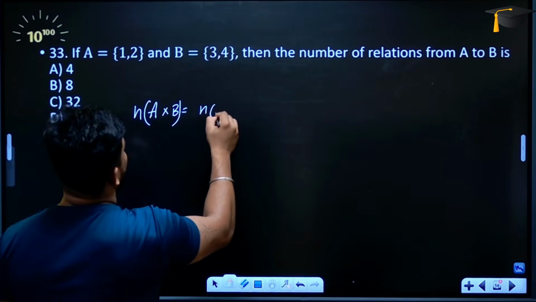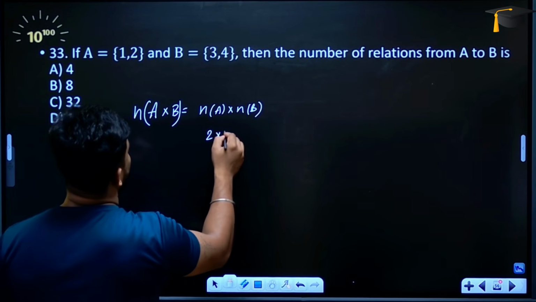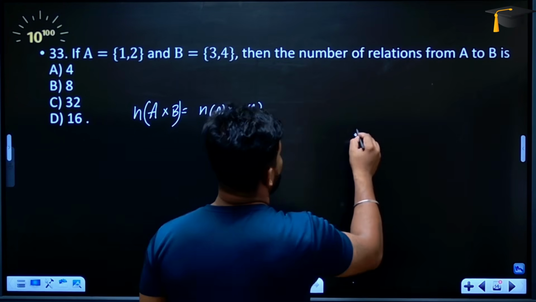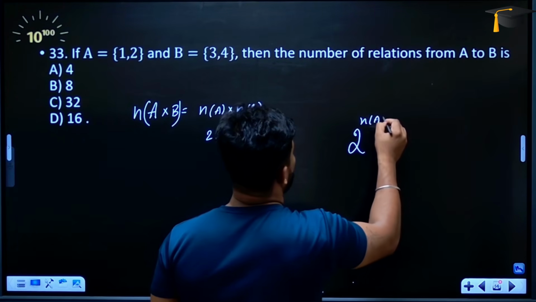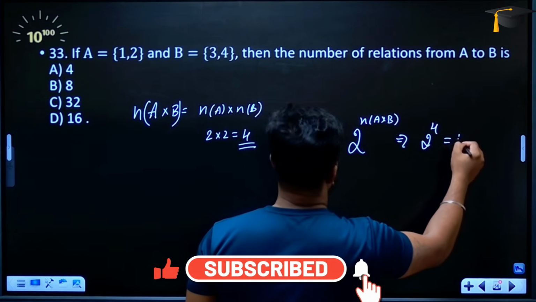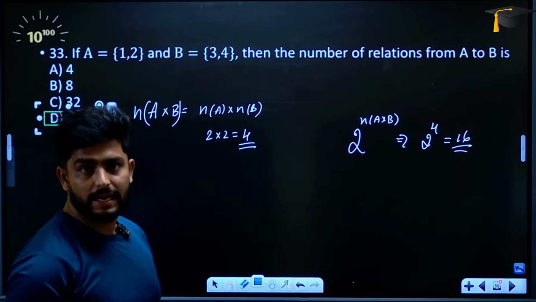So it is N of A into N of B, right? The number of elements in A into the number of elements in B, so 2 into 2 is 4. Now the number of relations is 2 to the power N of A cross B. So this becomes 2 to the power 4, and 2 to the power 4 is 16. So 16 is the right answer, option D.